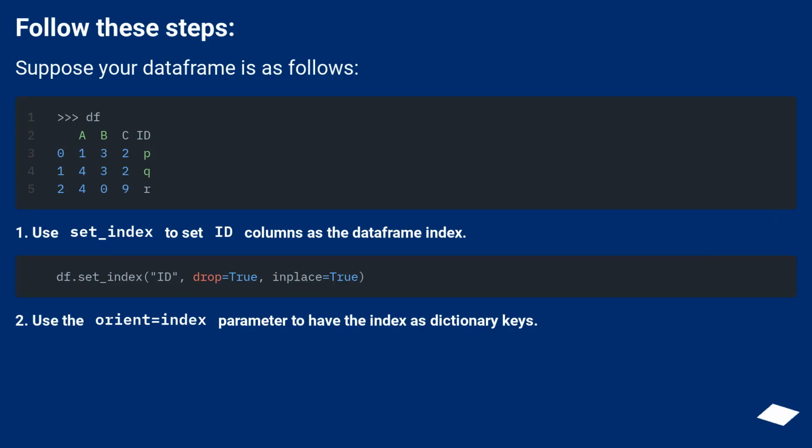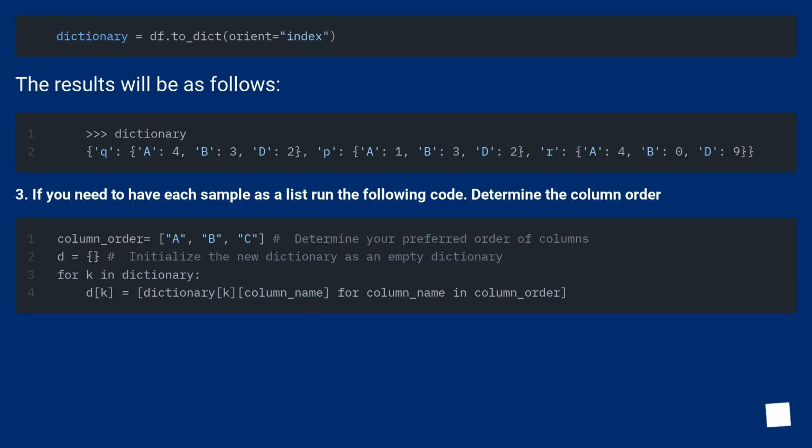Follow these steps. Suppose your data frame is as follows. 1. Use set_index to set the ID column as the data frame index. 2. Use the orient equals index parameter to have the index as dictionary keys. The results will be as follows.